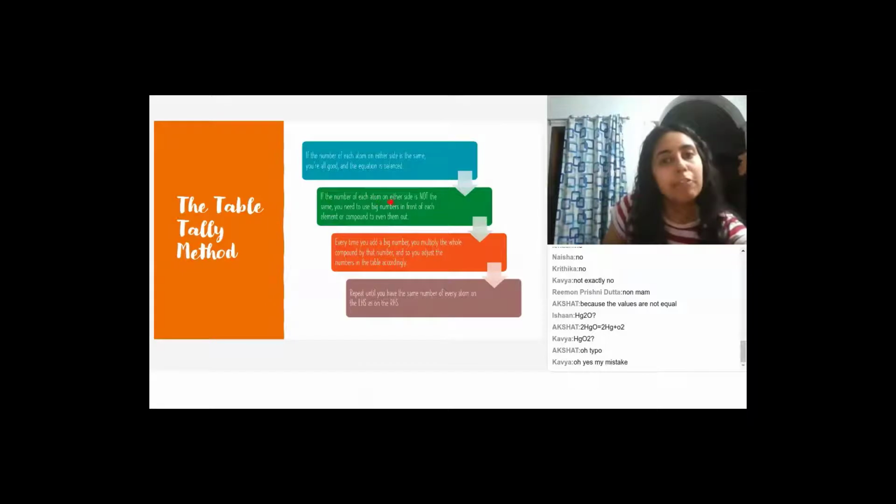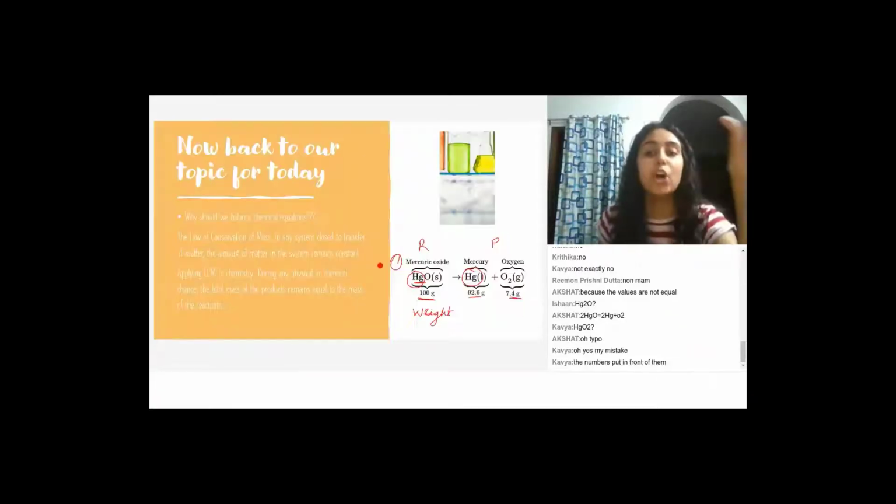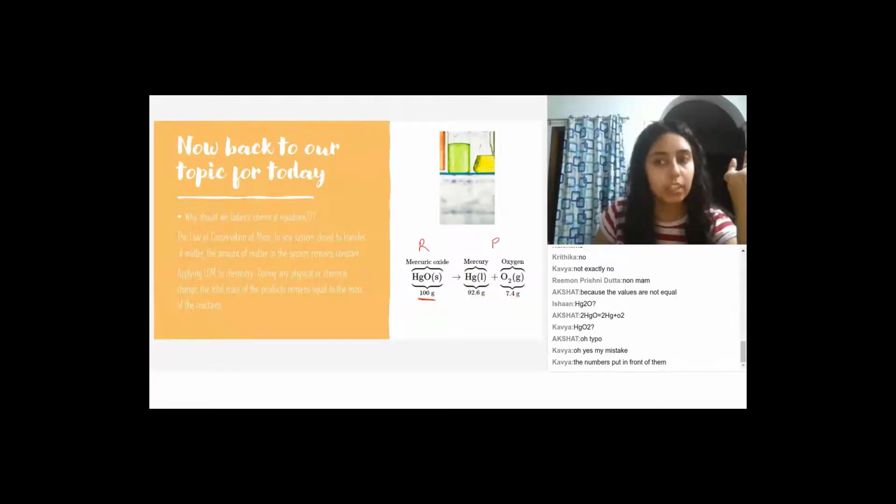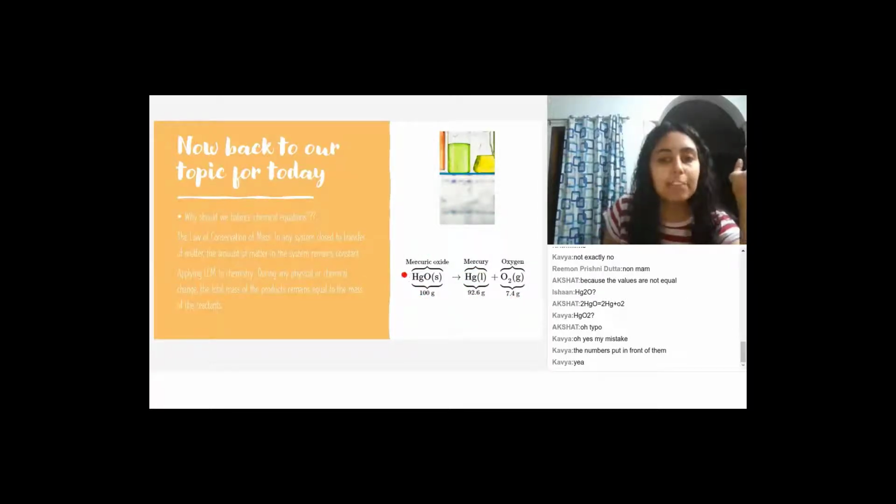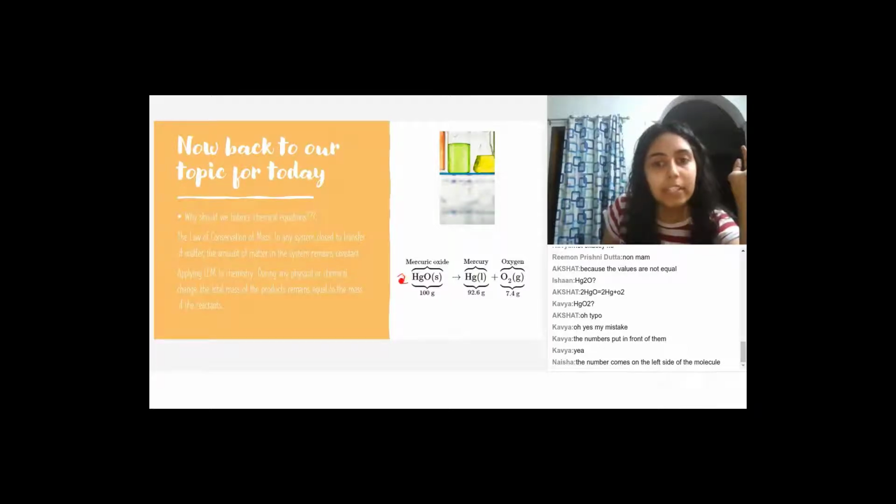It says if the number of each atom on either side is not the same, you need to use big numbers in front of each element or compound to even them out. So if it is not the same, then you need to use big numbers. What is the meaning of big numbers? Big numbers means the numbers that you put on the left hand side of the compound or the molecule. For example, if I put a number on the left hand side over here, then this will be a big number.